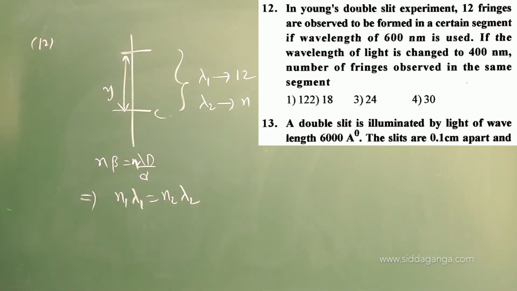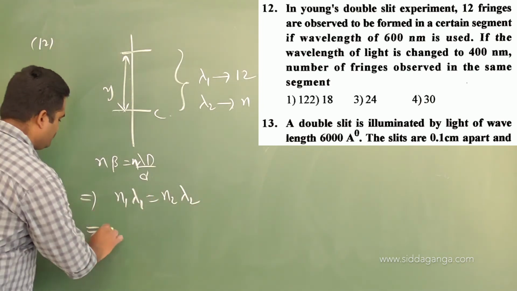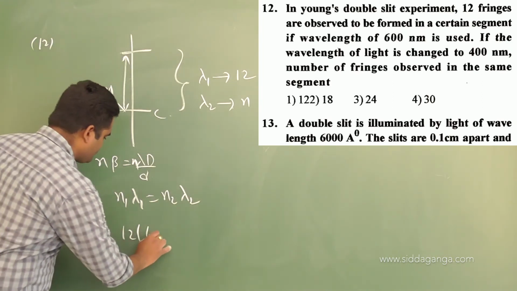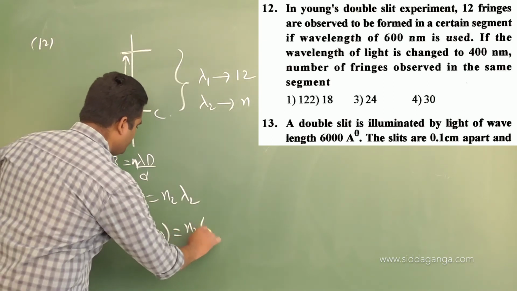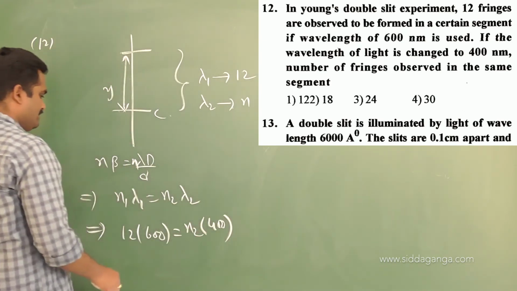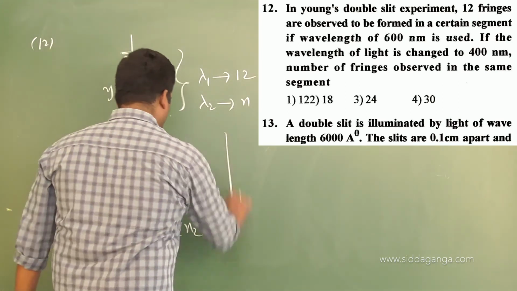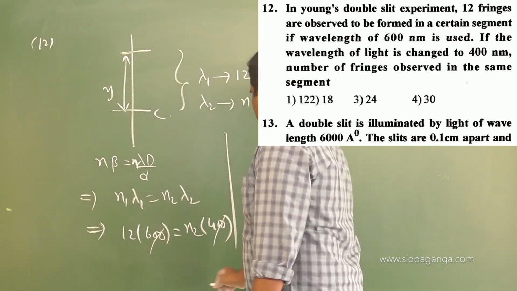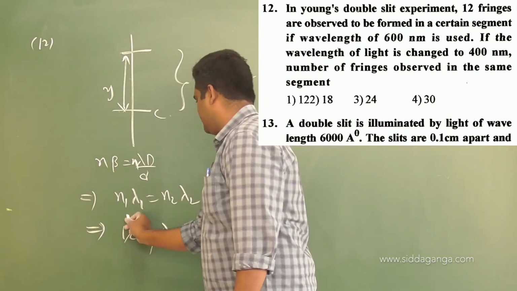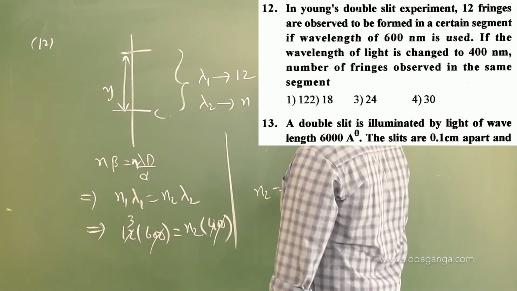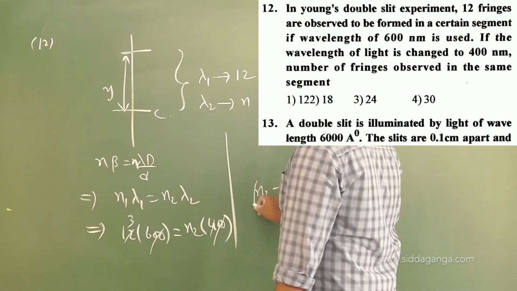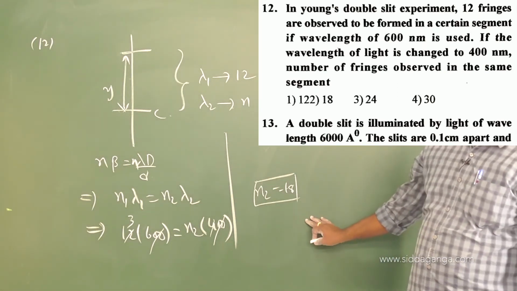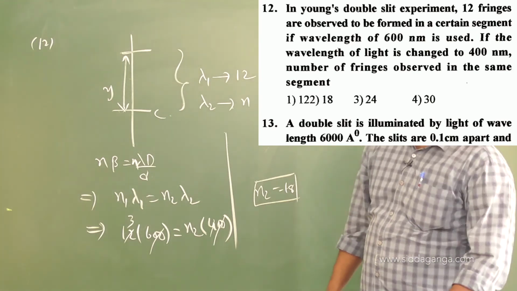Here also the same condition I am going to consider. n1 is 12, lambda 1 is 600 nanometers, which equals some n2 times 400, the lambda 2 given. If you solve, n2 equals 18. So the number of fringes we get in that segment is 18. Just have an idea. This was problem number 12.